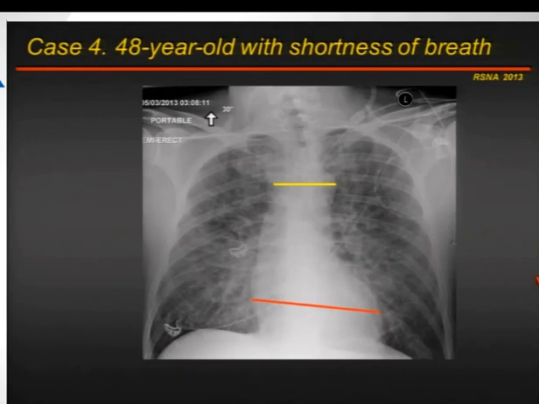The last case is a 48-year-old patient with shortness of breath. On his presentation, we saw normal vascular pedicle, normal heart size, and relatively central or bat-wing pulmonary edema with relatively spared periphery and lower lung zones.